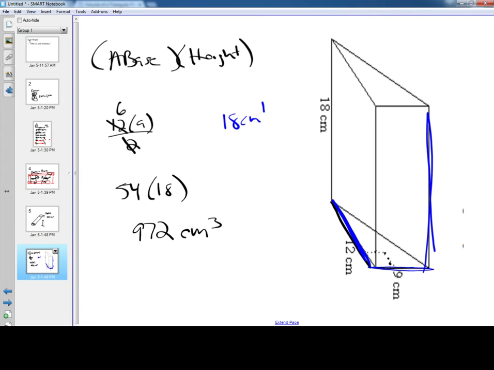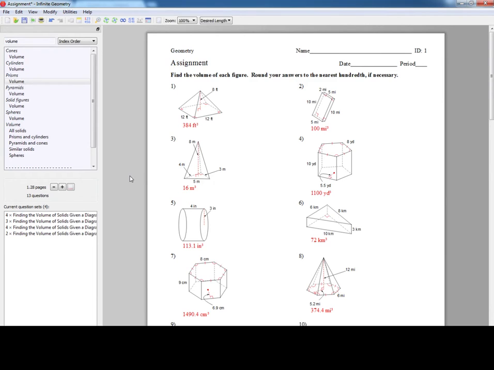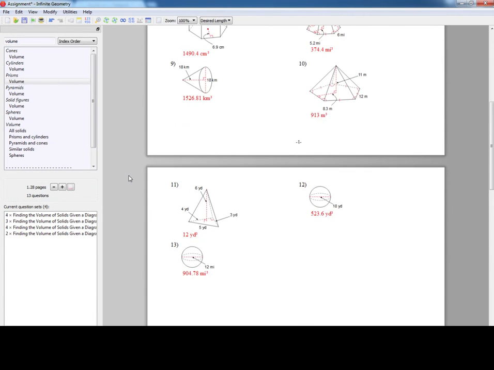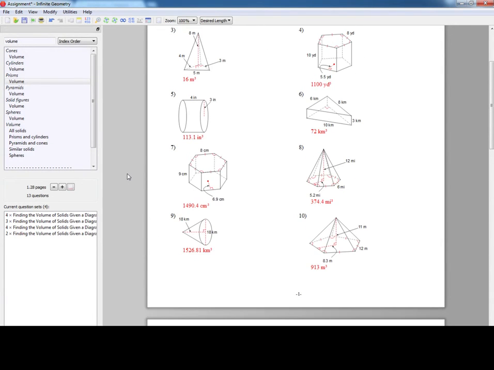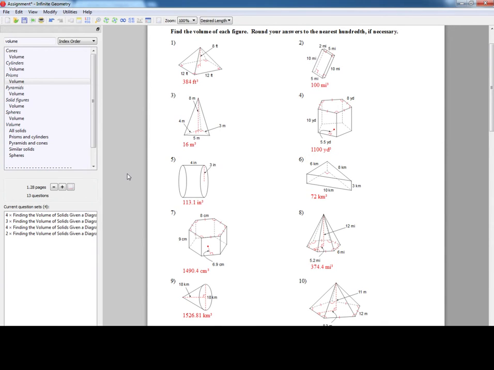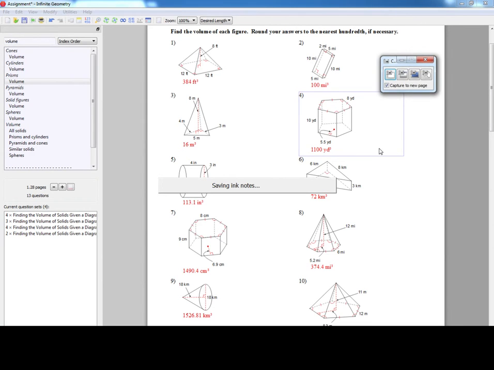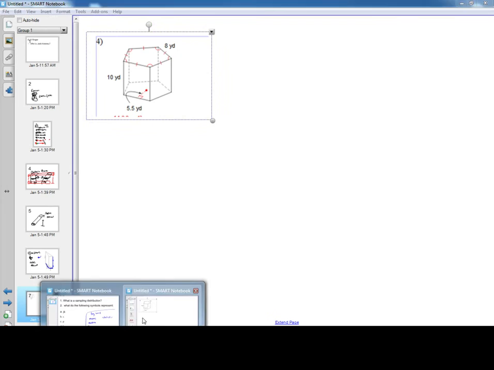I heard you. I wanted to get some more from here because you have to deal with all of these. Any one of these that kind of strike your fancy, guys? Number 8. Number 4. Whoa, that's a good one. Where's my tool here? Capture to a new page. So let's take a look at this one. And just so you guys know, there's the answer right there. You guys can check my work. I hope I got it right.